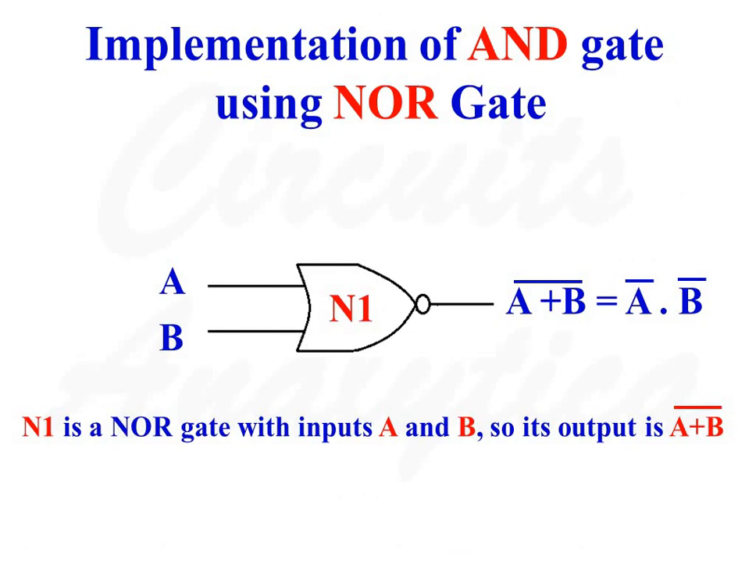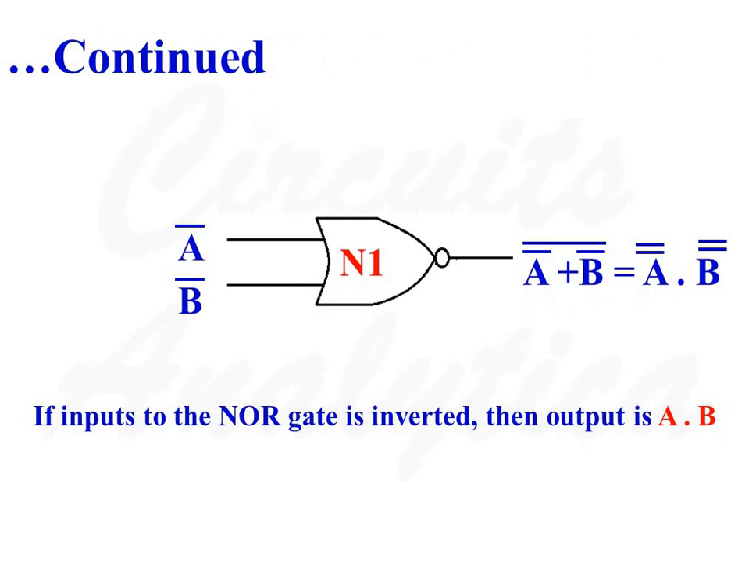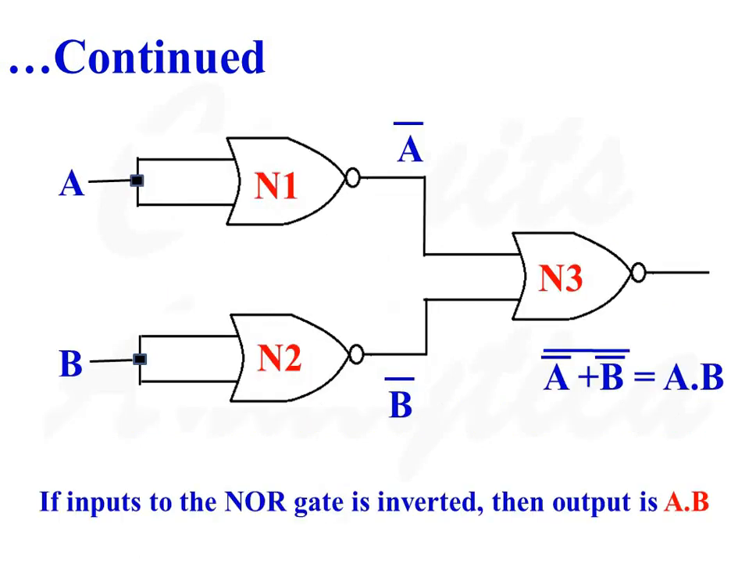So now let us implement an AND gate using NOR gates. The output of this NOR gate N1 is equal to A plus B the whole bar, that is equal to A bar and B bar. So if the inputs of the NOR gate are inverted, then at the output we will get A and B. So A bar and B bar, the whole bar, is equal to A double bar and B double bar. This is the realization of an AND operation using three NOR gates.